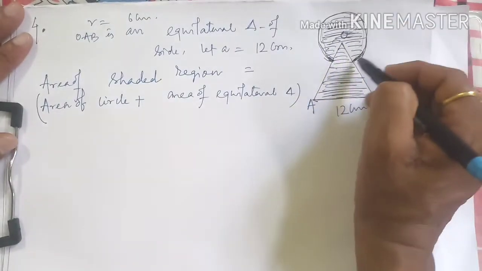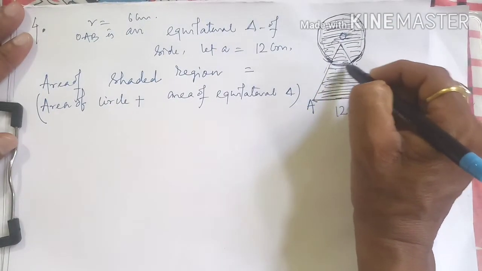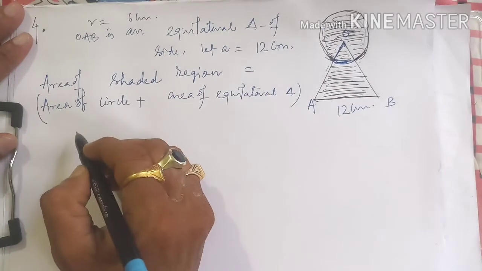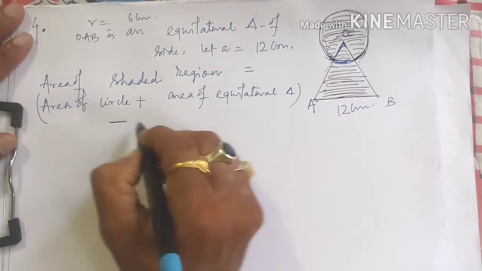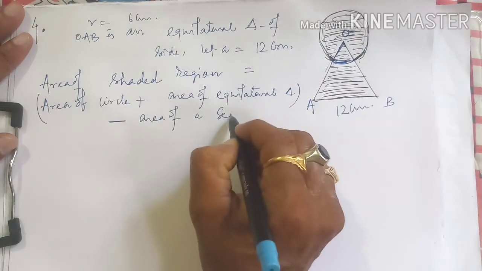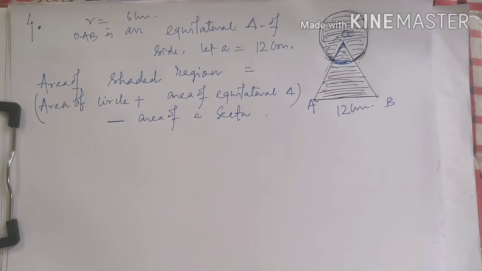These two, circle plus equilateral triangle, minus this sector, because this sector is excluded. It is shaded, but it is just common to both the circle and the equilateral triangle. So you have to subtract this portion, minus area of a sector, this sector. So do it.